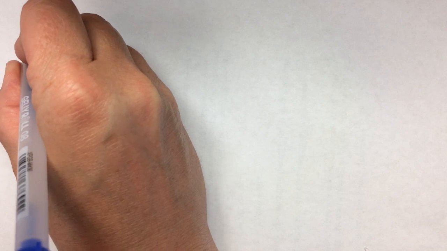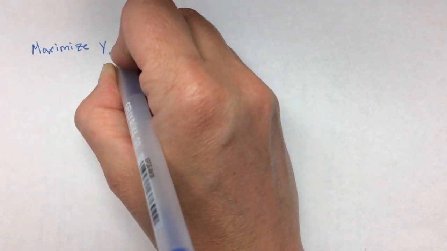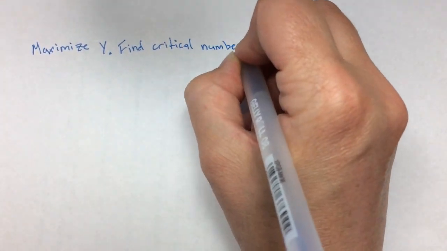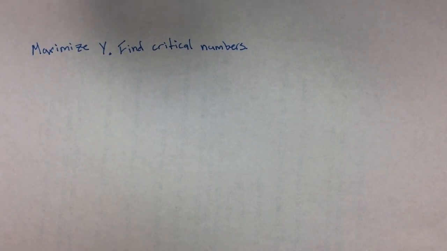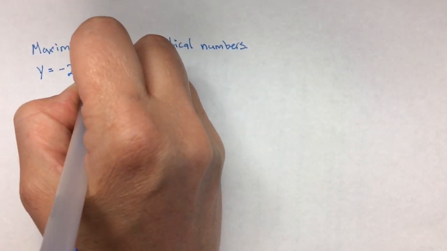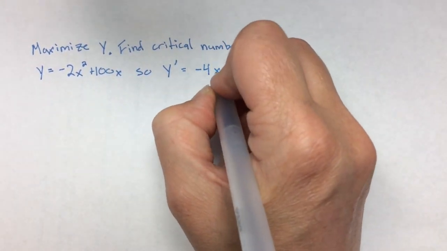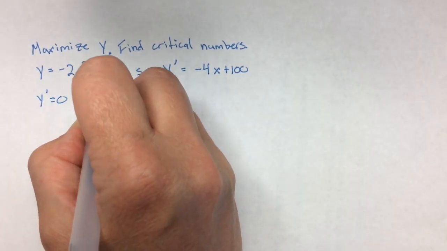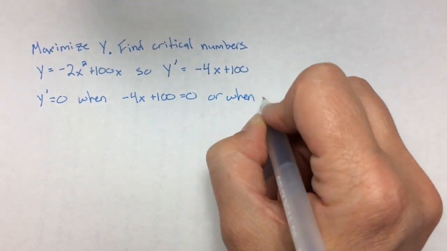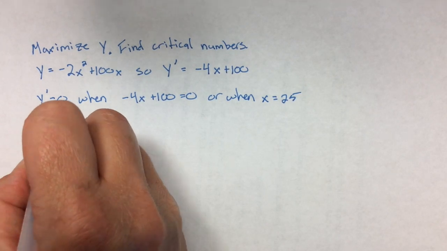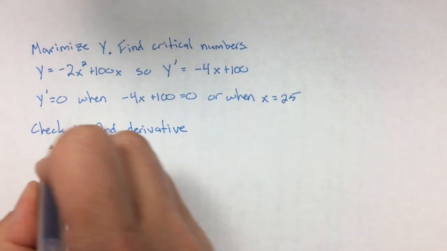Now, our goal is to maximize total yield, so we're going to start by finding the critical numbers, which means we need to find the derivative. The derivative is going to be negative 4x plus 100. We set that equal to 0, and we find that x equals 25 when the derivative is 0.